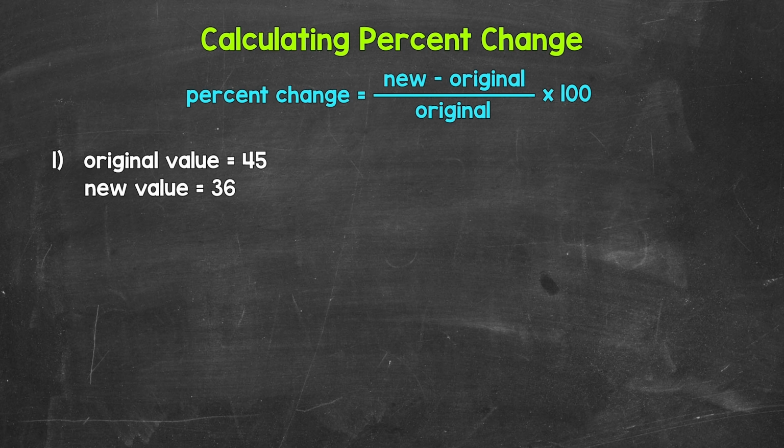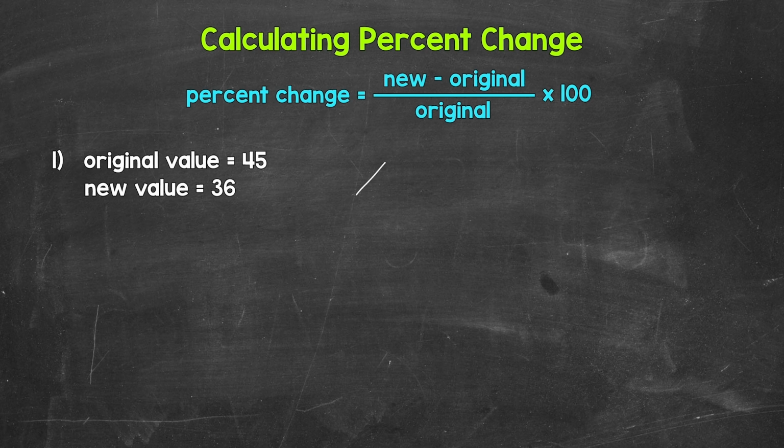Now, to calculate percent change, we can take the new value and subtract the original value. That gives us the amount of change, the amount of increase or decrease. Then we divide that result by the original value. And keep in mind, always divide by the original value because we are finding the percent change from that original value. That's going to give us a decimal. We then multiply that decimal by 100 to convert it to a percent.